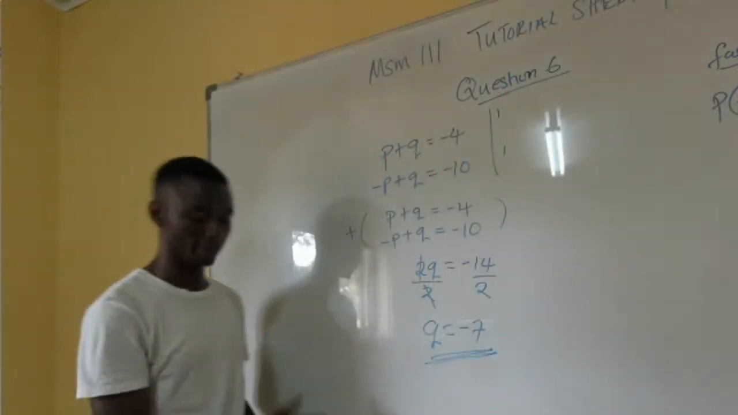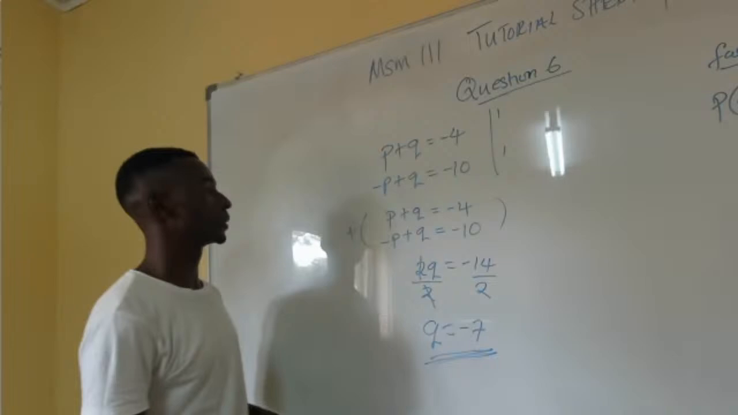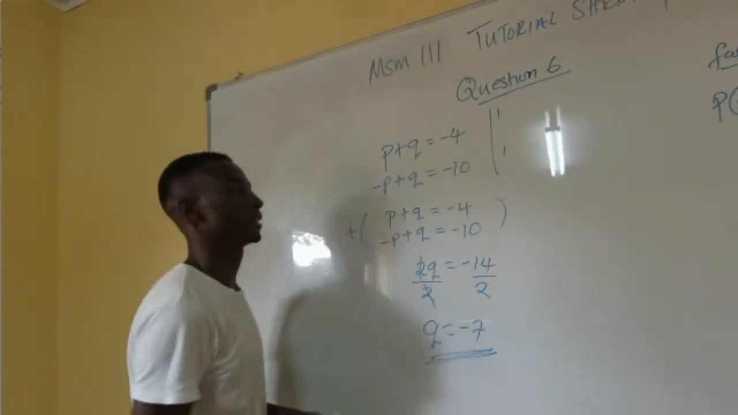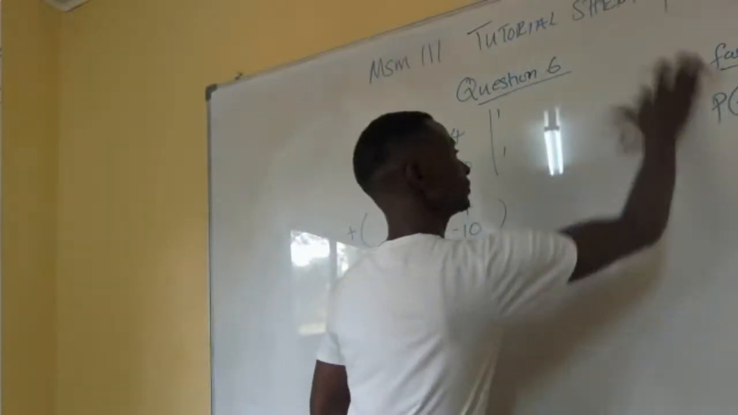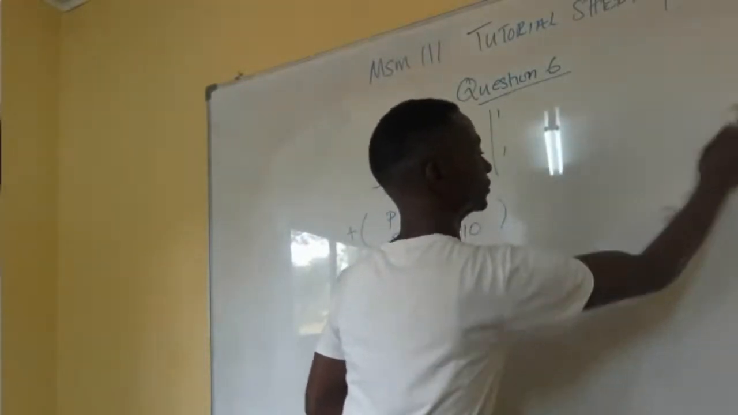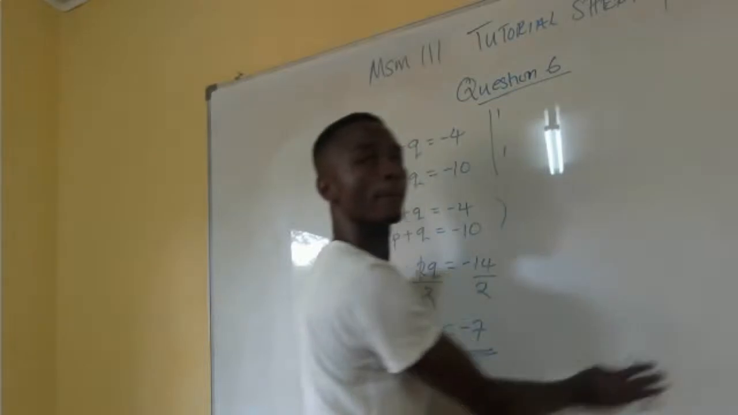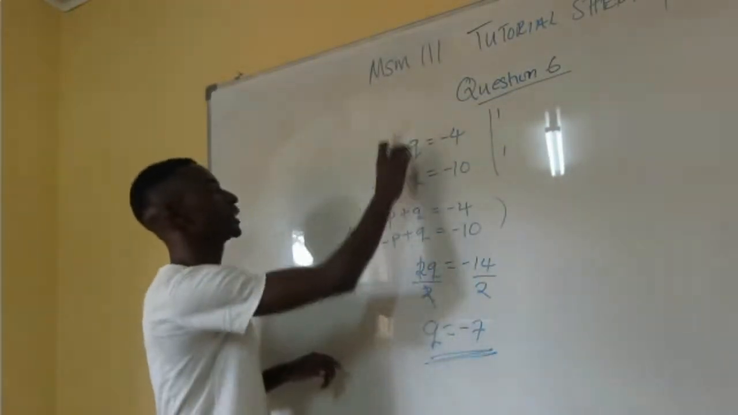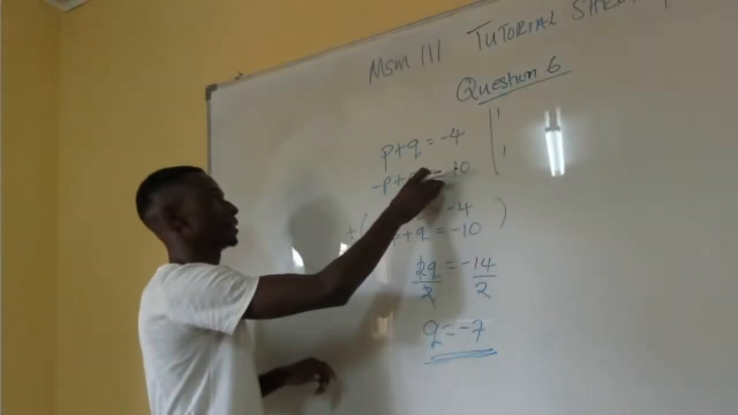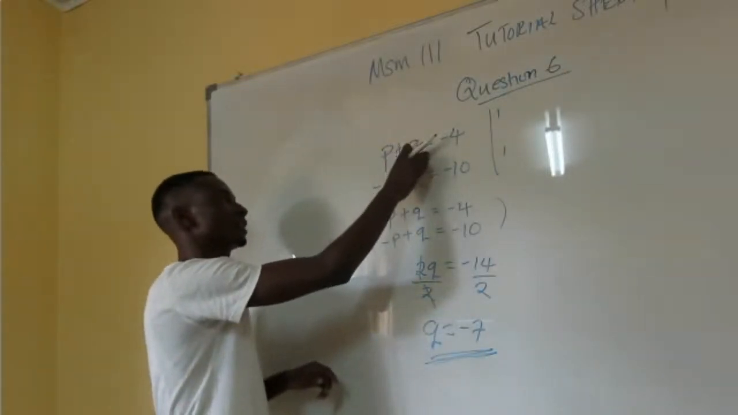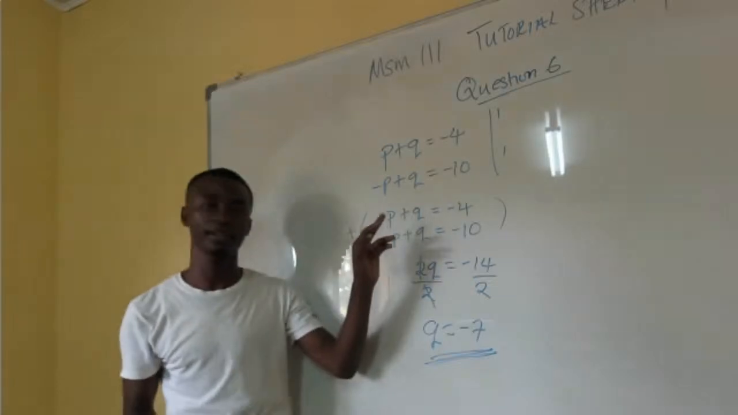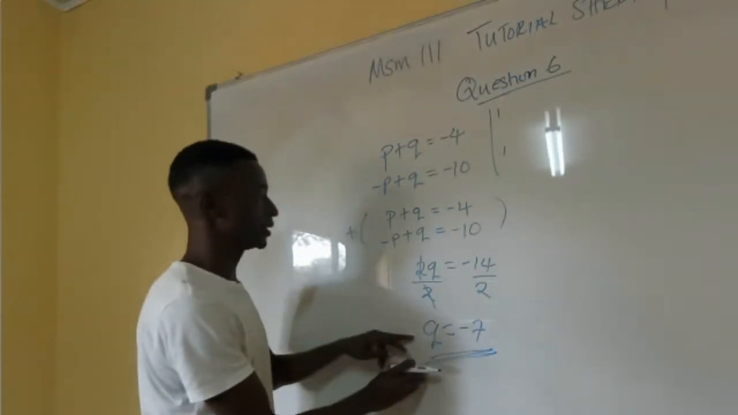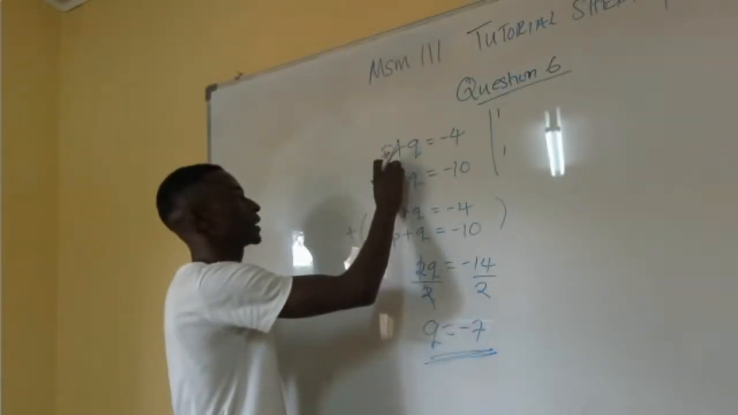We are not done. We still also want to know the value of P, since the value of Q is negative 7. So what are we going to do? So Q equal to negative 7. You can pick any function you feel like. If you want, you can go for the first function. If you want, you can go for the second function. Pick the one you feel is the easiest to you. So now let's pick function number 1.